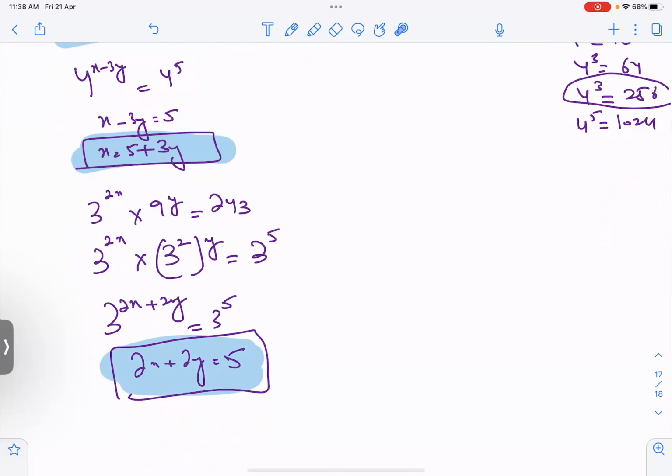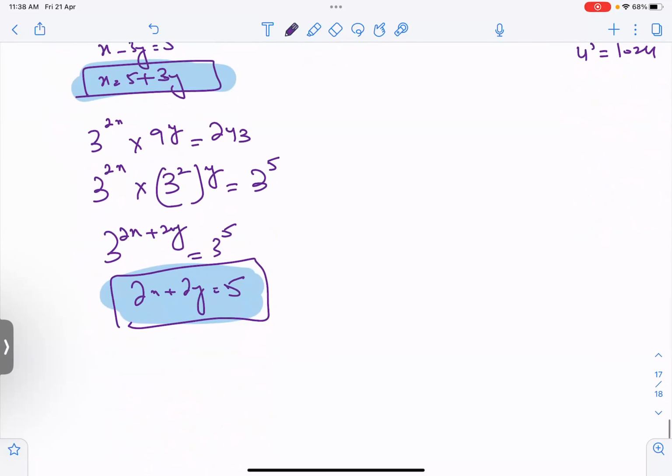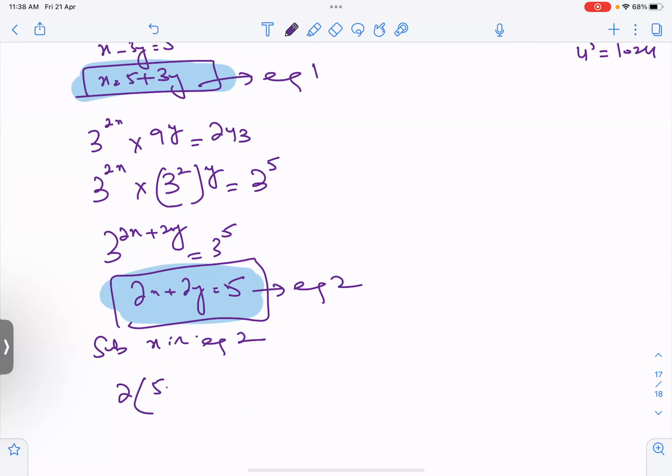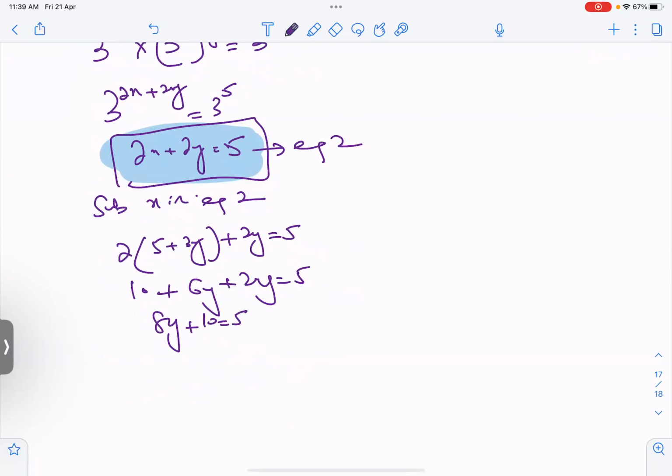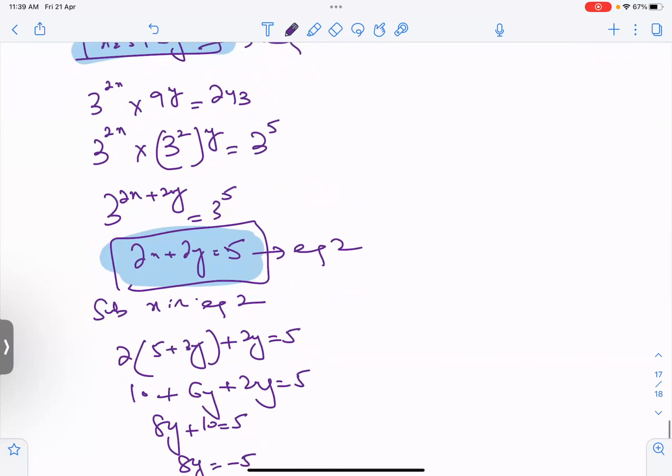How will I solve it simultaneously? I have already made x the subject. I can put it into this. So substituting x in, I'm calling this equation number 1 and this equation number 2. In equation number 2: 2 times 5 plus 3y, plus 2y equals 5. So this becomes 10 plus 6y plus 2y equals 5. 8y plus 10 equals 5. 8y equals minus 5. y equals minus 5 upon 8. Okay. Is there any problem?